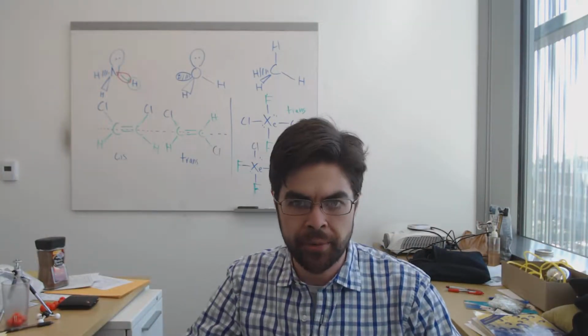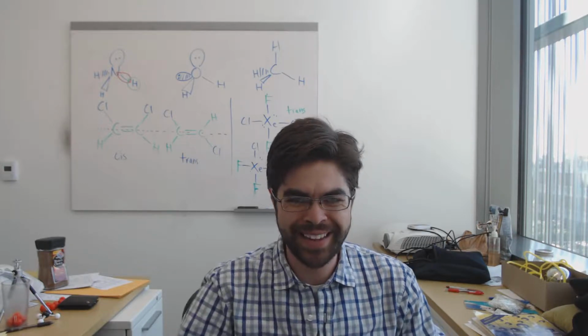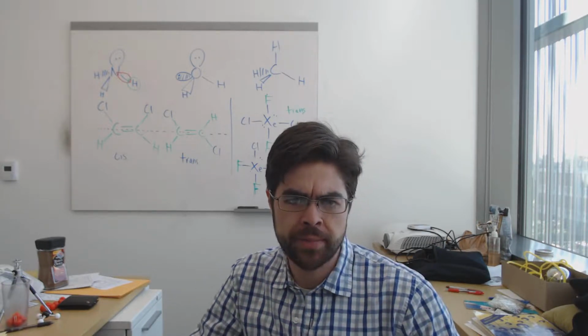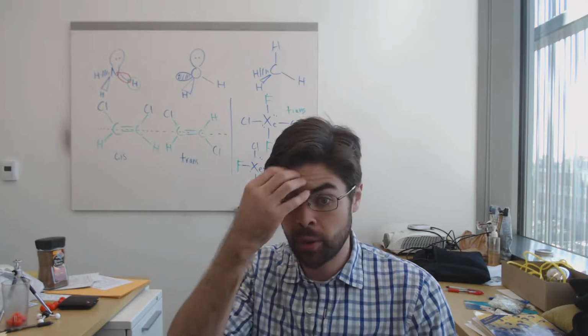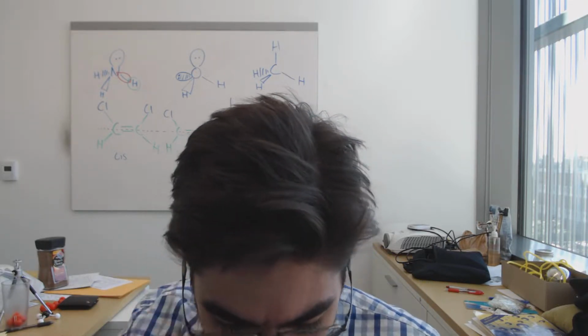There are other examples of when things can be cis or trans. You'll see other types of isomerisms probably when you get to organic chemistry, but they're all sort of based upon the idea of things either being on the same side or being on opposite sides.